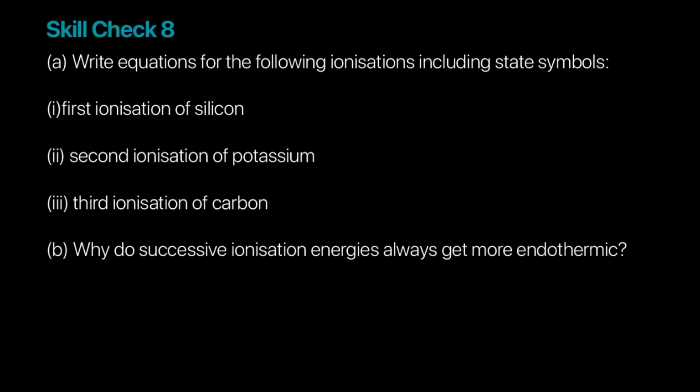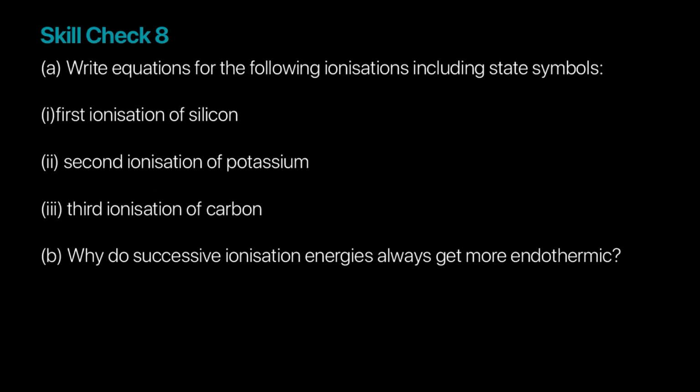So let's look at the next question. This is skill check 8. Write the equation for the following ionization energies, including state symbols. They're asking for the first ionization energy of silicon, the second ionization of potassium, the third ionization of carbon, and also asking why successive ionization energies always get more endothermic.